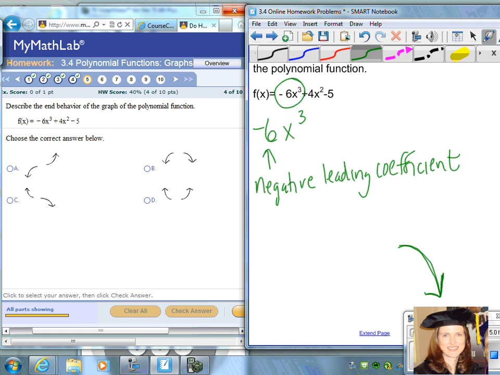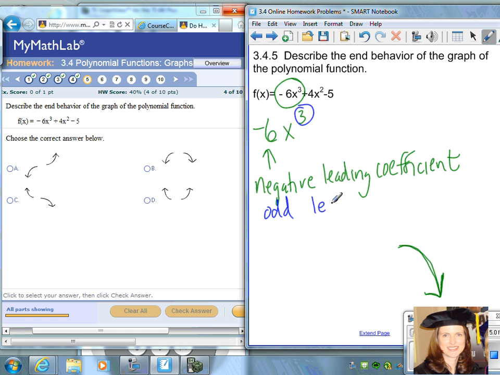This has an odd exponent, odd leading power, or we even call that the odd degree of the polynomial. That means it's going to go in the opposite direction. If it's a negative leading coefficient, it's going to end up going towards negative infinity on the right half of the graph. Because it's an odd degree, odd power, then we can say it's going to do the opposite on the other side. So on the left hand of the graph it's going to go up the page. On the right hand of the graph, it's going to go down the page.